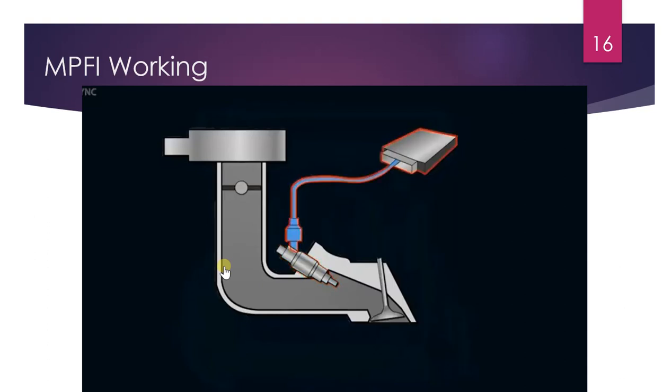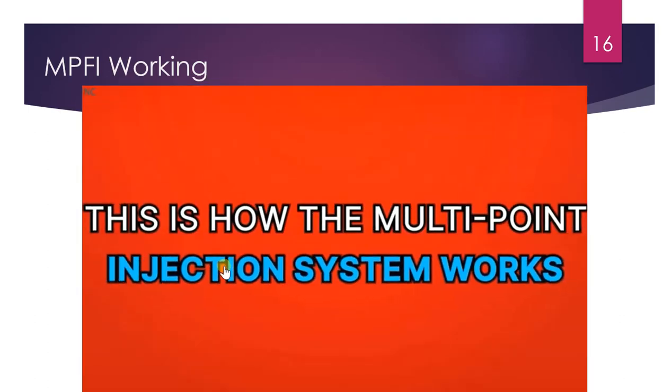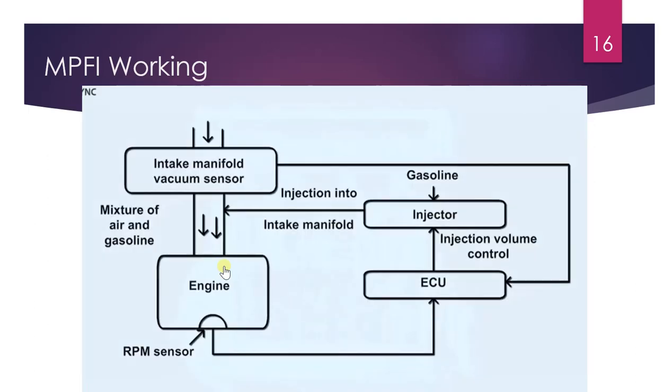The pressurized fuel from the pump reaches the common rail and it is sent to individual injectors. On receiving the signals from the ECU, the injector sprays the fuel near the intake manifold where it mixes with the air and enters the combustion chamber. This is how the multi-point injection system works. If the MPFI controls the fuel injection by taking manifold pressure, engine speed, and air density as main signals, then it is said to be a DMPFI system.